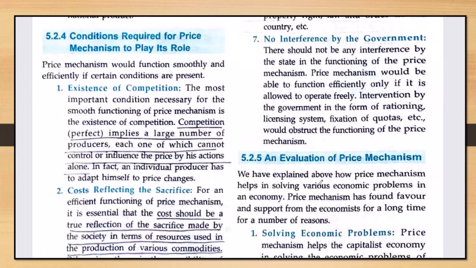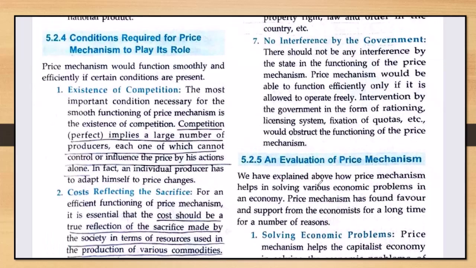Now, quickly we will see some of the conditions required for the price mechanism. That means the price mechanism is the mechanism of a capitalistic economy, but there have to be certain conditions also. First is the existence of competition. Why? Because it's a capitalistic economy. And secondly, if there is no competition, then there won't be changes in the demand and supply also. There will be stagnant demand, stagnant supply. Therefore, the existence of competition is very much essential for the smooth functioning of this price mechanism.